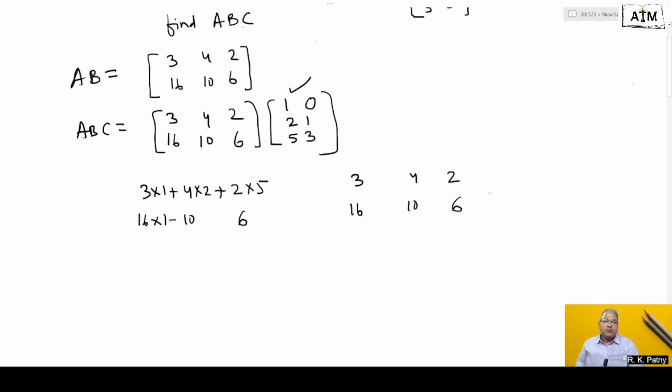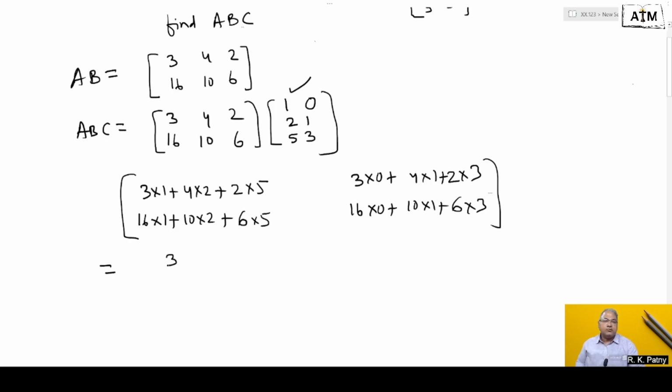Similarly, 16 into 1 plus 10 into 2 plus 6 into 5. After that, the same procedure for the second column. What is the second column? 0, 1, 3. So 3 into 0 plus 4 into 1 plus 2 into 3. Then 16 into 0 plus 10 into 1 plus 6 into 3.